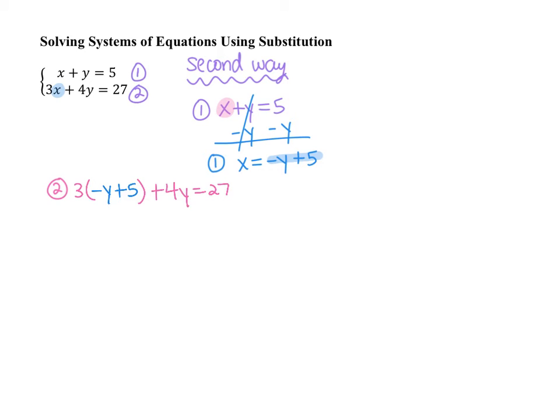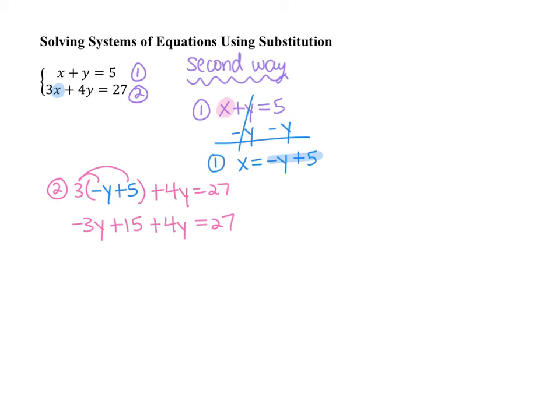Now you see that we have parentheses, so we need to deal with that by using the distributive property. So 3 times negative y is negative 3y. 3 times positive 5 is positive 15. And then I still have that plus 4y on the outside equals 27.